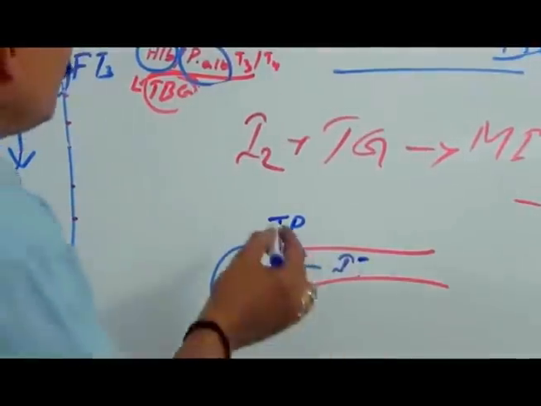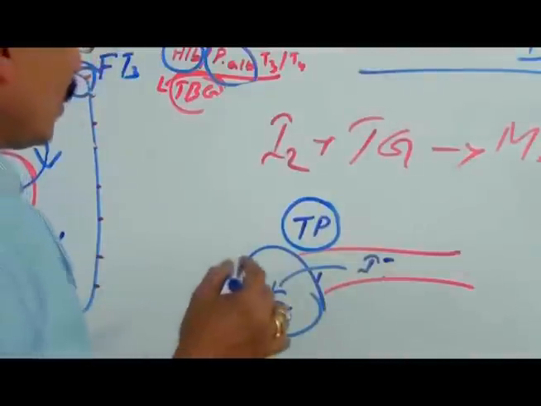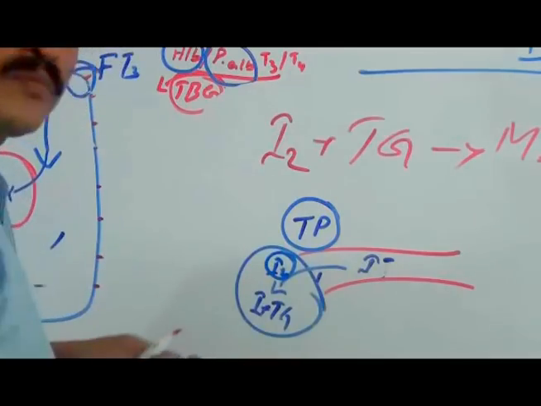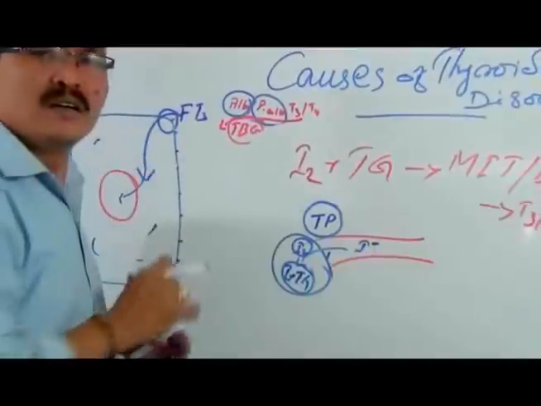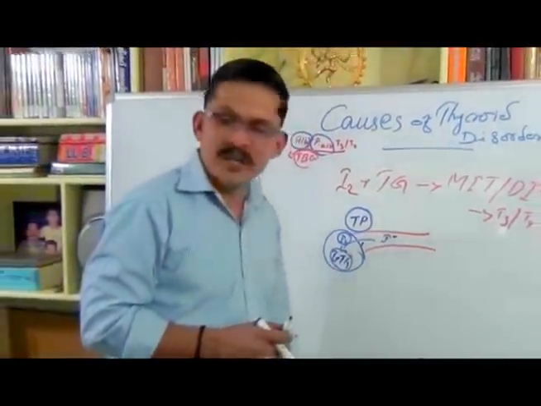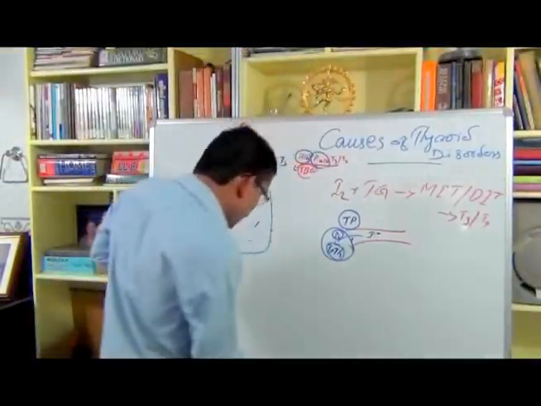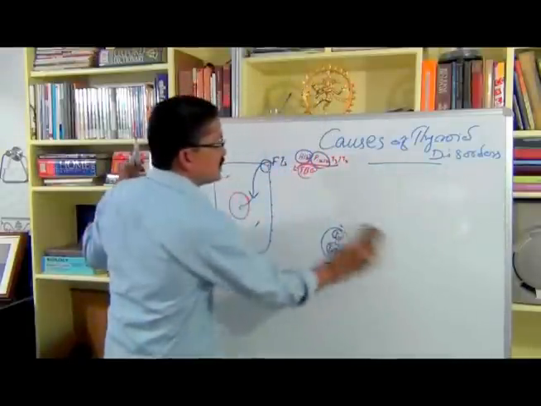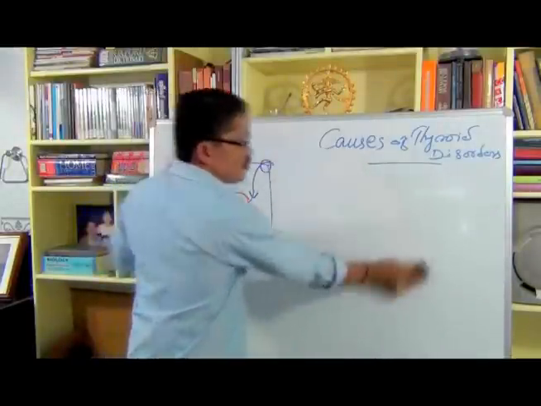So any defect in the thyroid peroxidase enzyme, or any defect in the organification, or any defect in the coupling, can also cause many varieties of thyroid problems. And at the same time, due to some genetic defects or hereditary biosynthetic defects, the thyroid may not function properly.